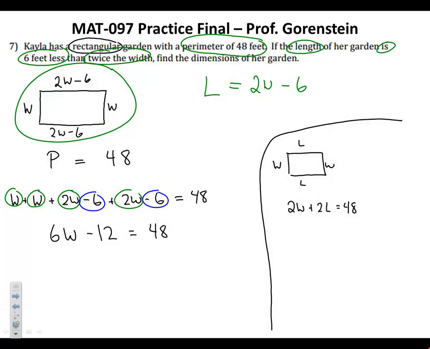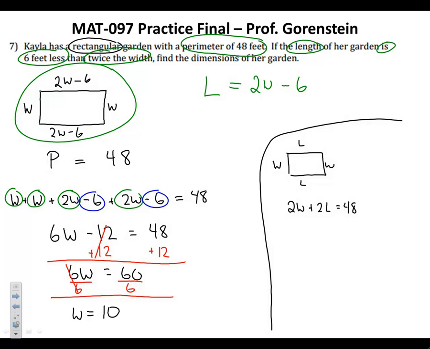We want W by itself, so we can get rid of the minus 12 by adding 12 to both sides. On the left-hand side, we have 6W. On the right, we have 60. We can get rid of a times 6 with a divide by 6, so we'll divide both sides by 6. The 6's will cancel on the left. So we have W is equal to 10.